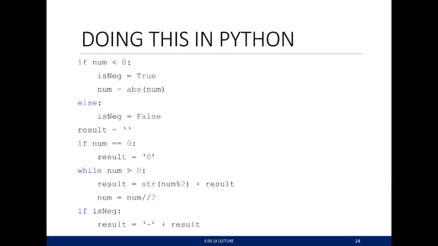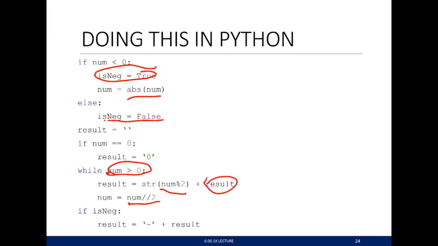So here's a little piece of code that would do exactly that. All right? If the number's less than 0, I'm going to put on a flag that says it's negative, and I'm going to use the positive version of it by taking the absolute value of that number. Otherwise, I'm going to put in a flag that says it's not. And then I'm going to simply accumulate those results. If the number is equal to 0, it's just 0. That's pretty obvious. Otherwise, as long as the number is greater than 0, I'm going to do remainder, add that in, because that's the next bit into result, do the division to shift it to the right, and keep going.